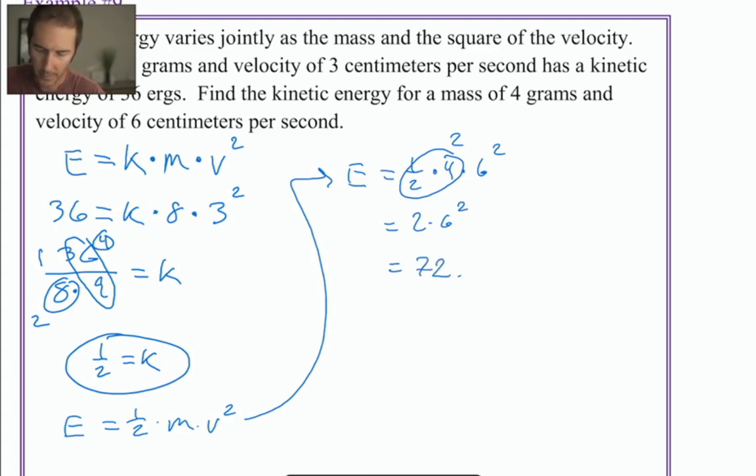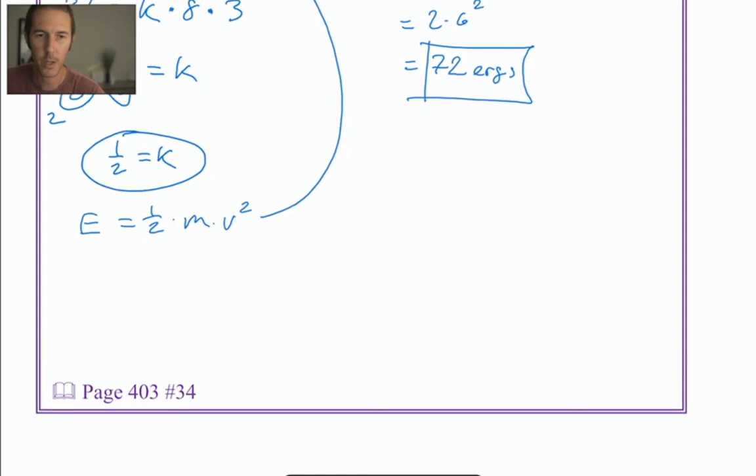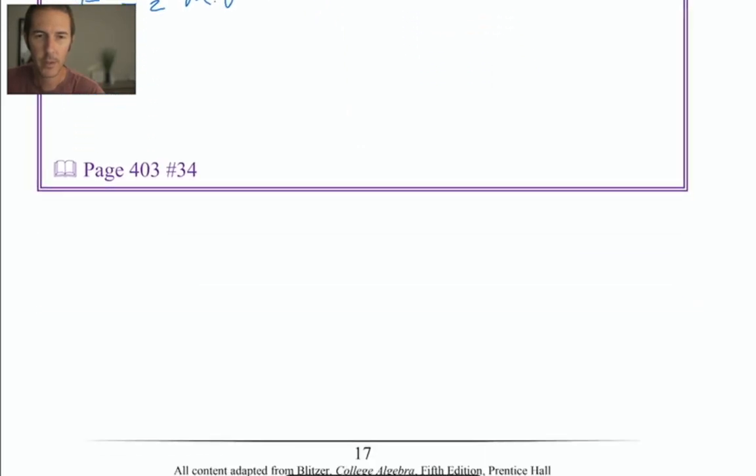And I can't help myself. I just had to write ergs. So strange. Who comes up with this stuff? All right, there's my final answer in a box, and let's just make sure there aren't any other little surprises waiting for us down here.